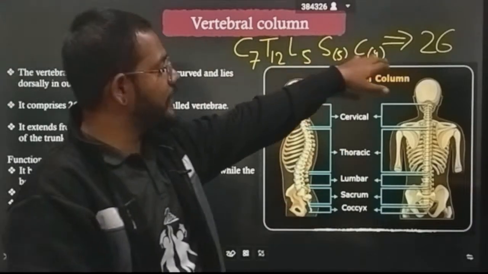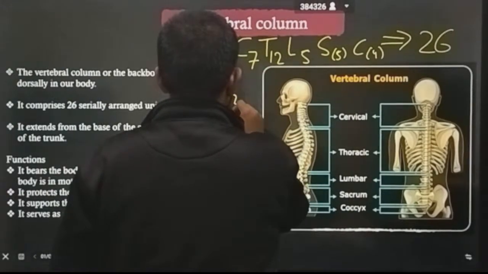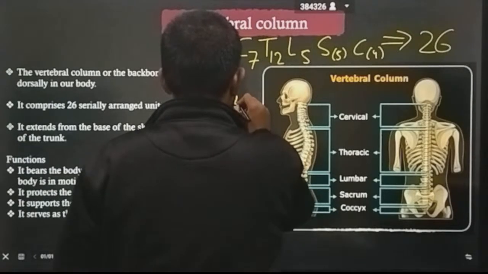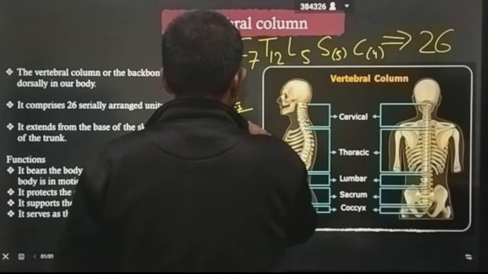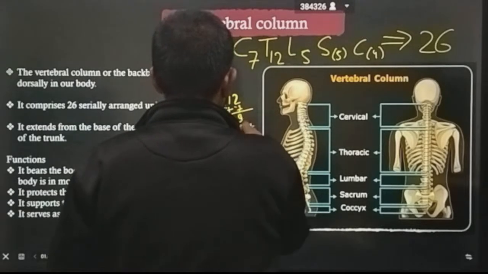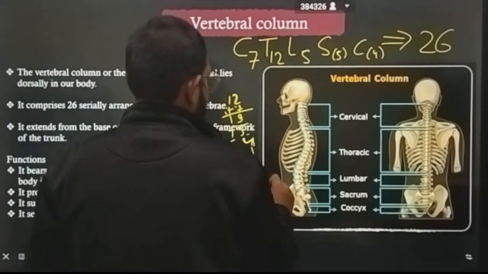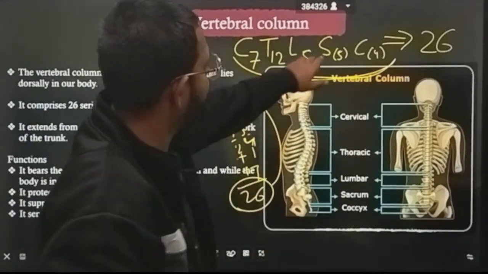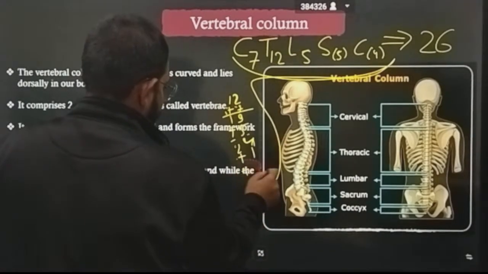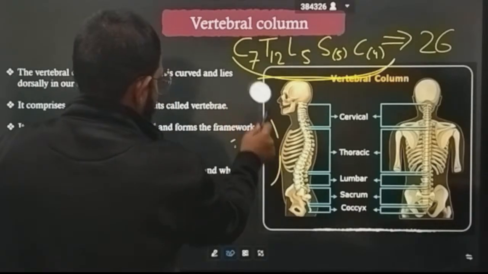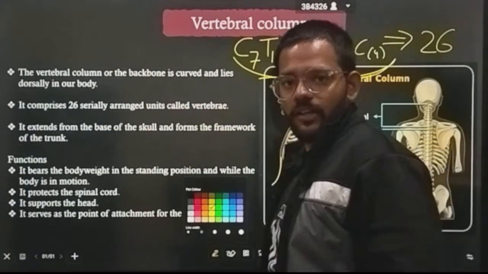But if they are free, then the total of the vertebral column becomes 33. 7 plus 12 plus 5 is 24, and this is 1 and 1, 26. That is this, and if they become free, then it will come to 33. Next, the vertebral column or backbone is curved and lies dorsally in your body. Dorsally, this side is the dorsal side.